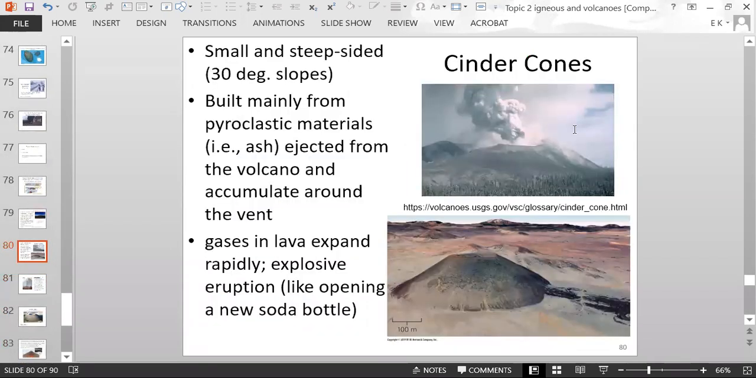Then cinder cones are small volcanoes built mainly from pyroclastic materials such as ash that were ejected from the volcano, and they accumulate around the vent. So these are cinder cones. And then gases in the lava expand rapidly, so you get explosive eruptions. Lots of pyroclastic material.